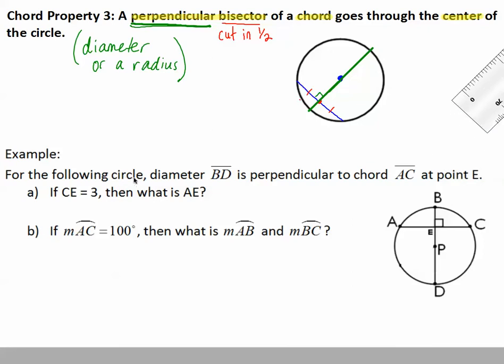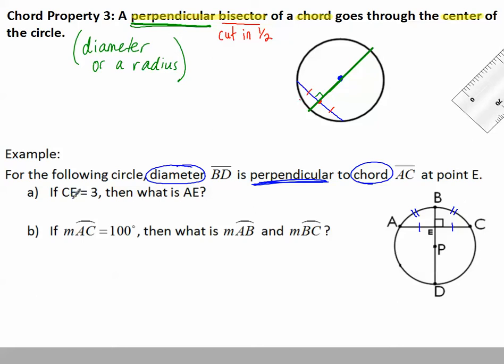The following circle, diameter BD, is perpendicular to chord AC at point E. So first thing, I saw a diameter. They talked about a diameter perpendicular to a chord. If the diameter is going to be perpendicular to a chord, we know it has to bisect the chord. And then applying a property we used earlier, if this segment is congruent to this segment, then this arc is congruent to this arc. Mark what we know.